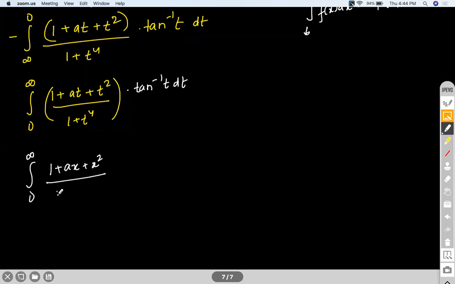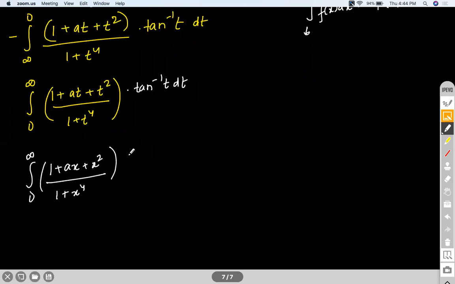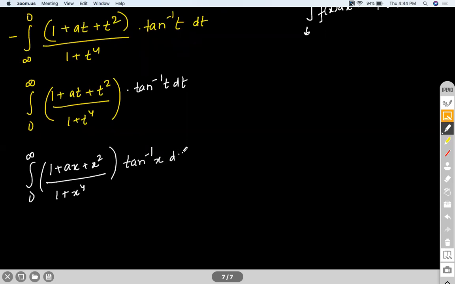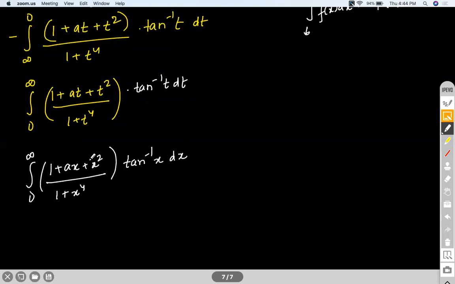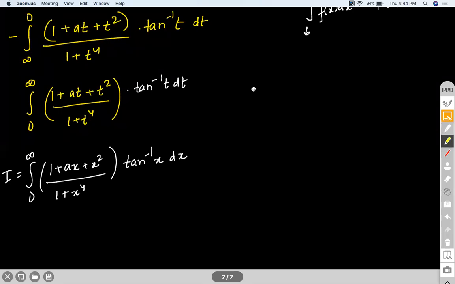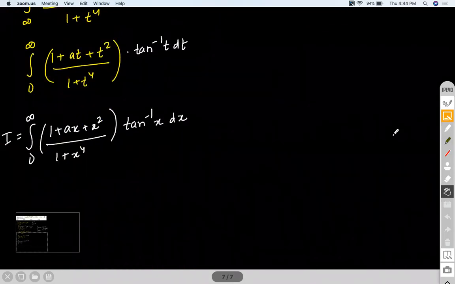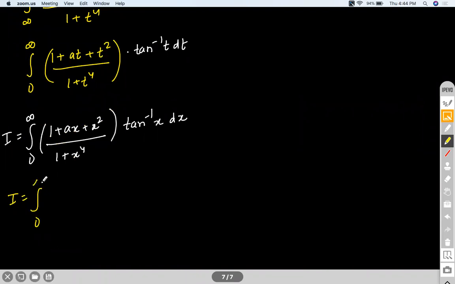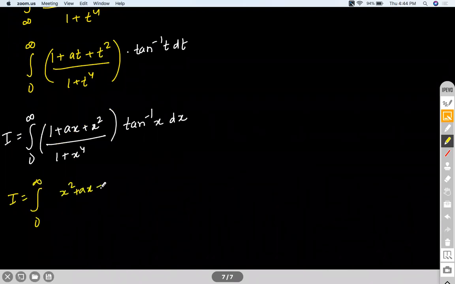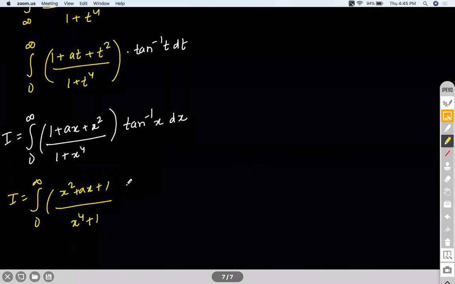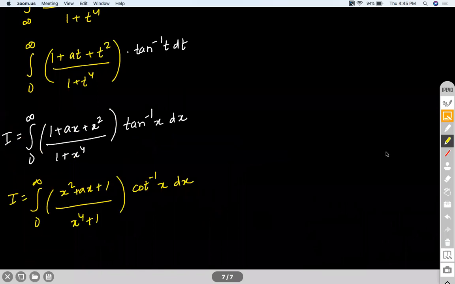Now nothing is there in the name, so I can put the name back as tan inverse x dx. Now this is your I, and initial was also your I. So let me write that also simultaneously here: 0 to infinity, x square plus ax plus 1 by x to the power 4 plus 1. Now tan inverse 1 by x, can I write it as cot inverse x? Because x is positive. When x is positive, remember tan inverse 1 by x is equal to cot inverse x.